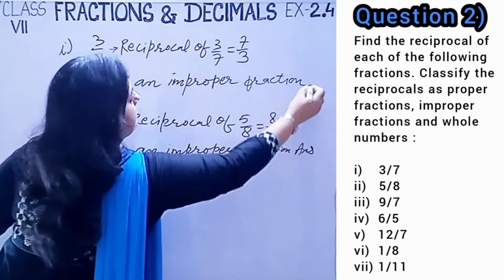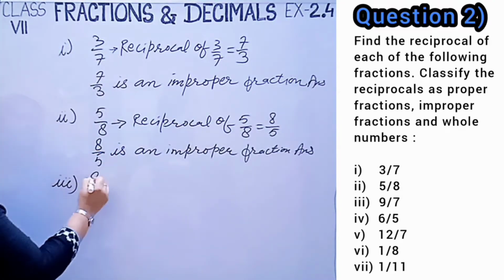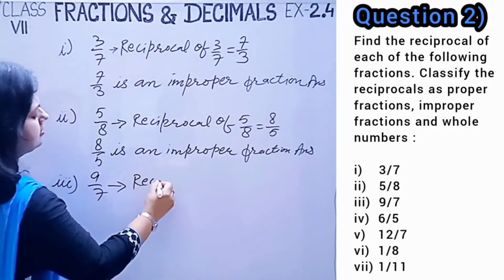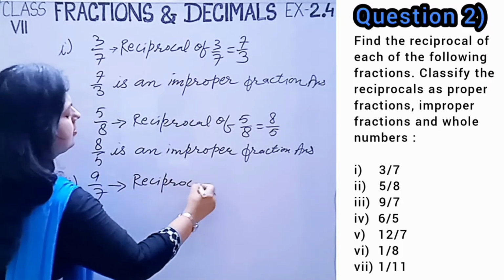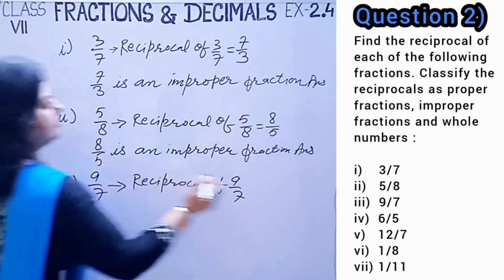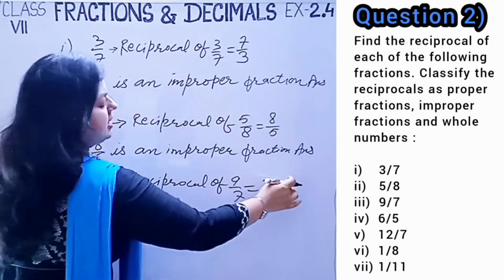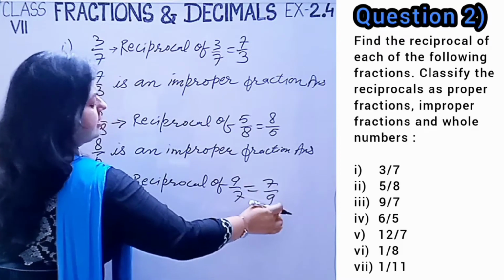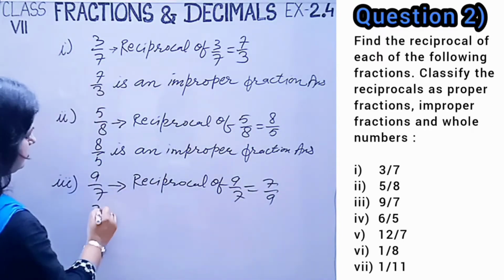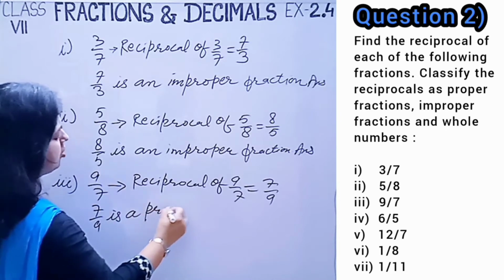Answer. Third part, 9 by 7. So reciprocal of 9 by 7 is 7 by 9. Now here numerator is less than denominator and this is a proper fraction. So 7 by 9 is a proper fraction.